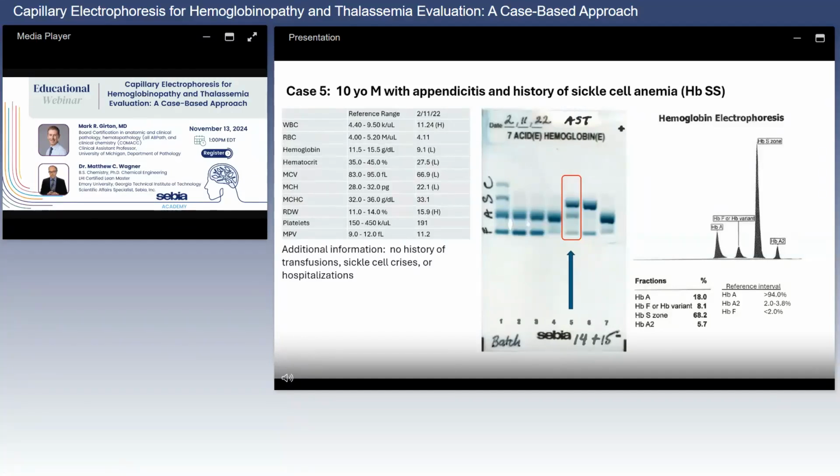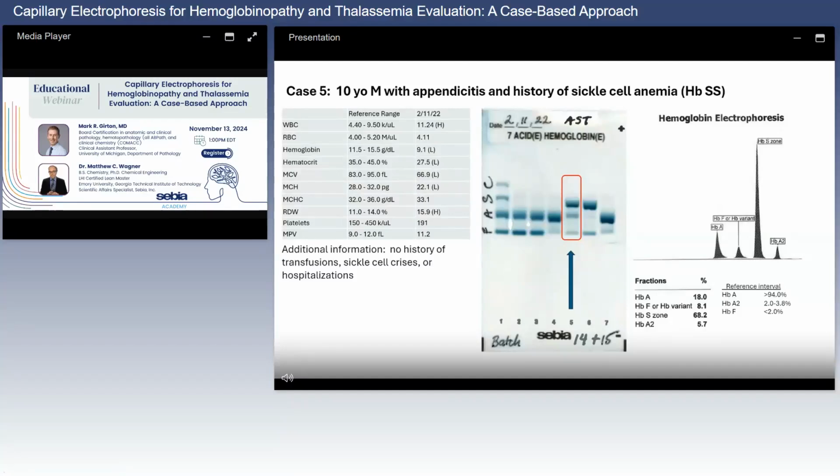So this is an interesting pattern for sickle cell anemia. We may expect that a patient with sickle cell anemia, hemoglobin SS, may have a transfusion history, which would be fairly routine in that clinical setting. Look over at the CBC indices. So this patient has an elevated white count, which kind of goes along with this history of appendicitis. He does have, interestingly, a microcytic anemia.